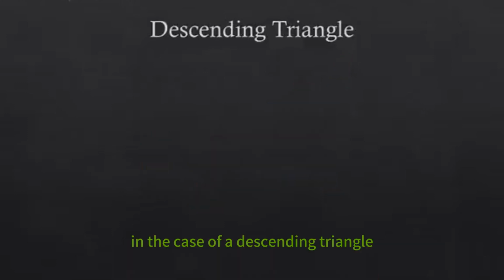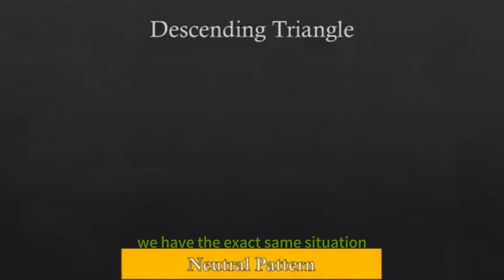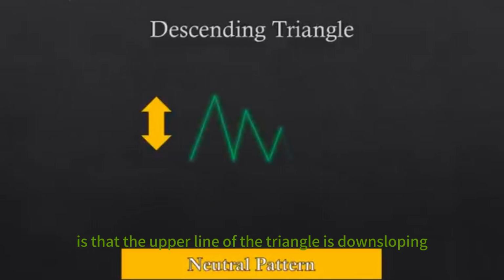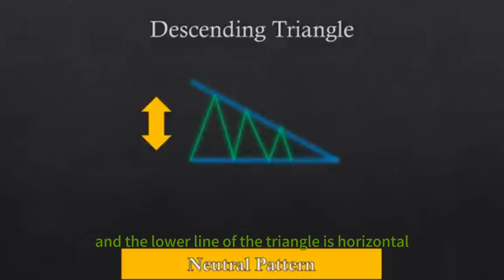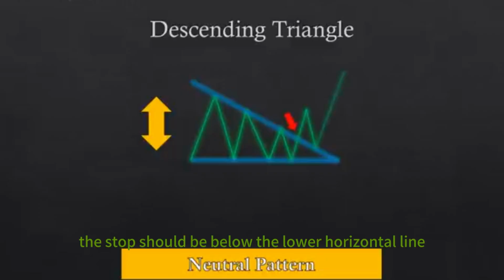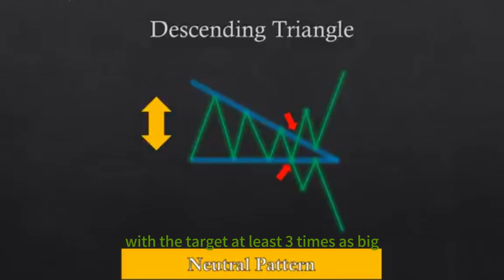In the case of a descending triangle, we have the exact same situation. The only difference is that the upper line of the triangle is downsloping, and the lower line of the triangle is horizontal. Once again, since this is a neutral pattern, the trader must pay attention to where price breaks the pattern. Should price break to the upside, the stop should be below the lower horizontal line with the target at least 3 times as big. If price breaks the pattern to the downside, the stop should be above a confirmed supply zone, the target at least 3 times as big.